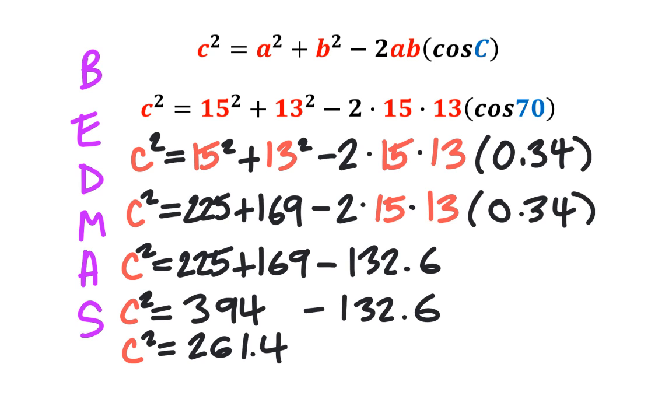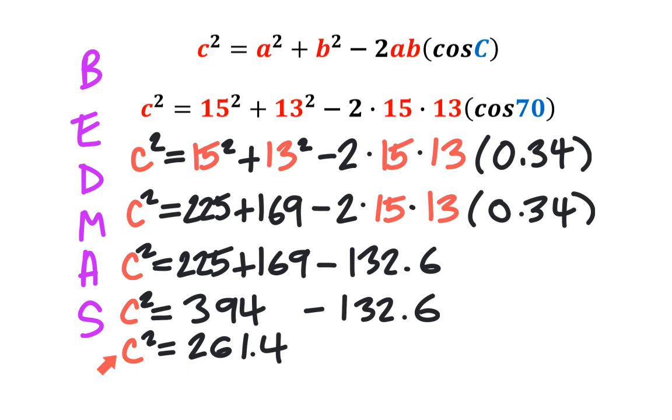But there's something definitely wrong with this number. If you remember, the sides of our triangle were 15 and 13. There's no way our third side can be 261.4. That's just too large. So there's something we need to do.